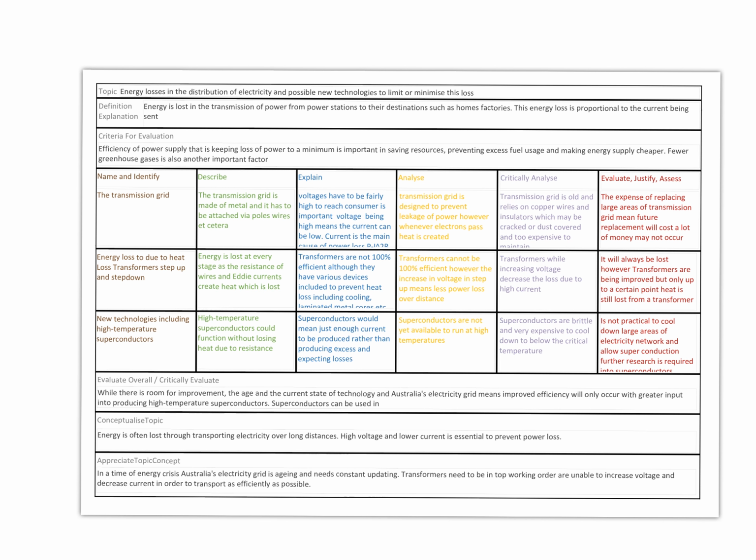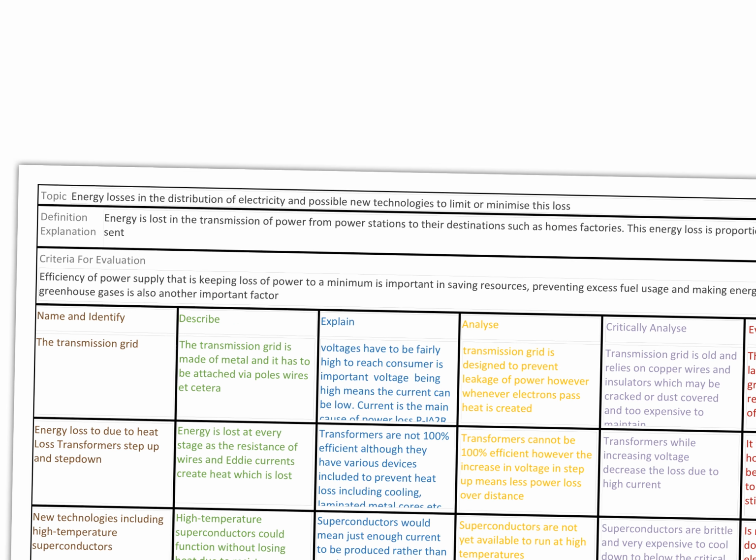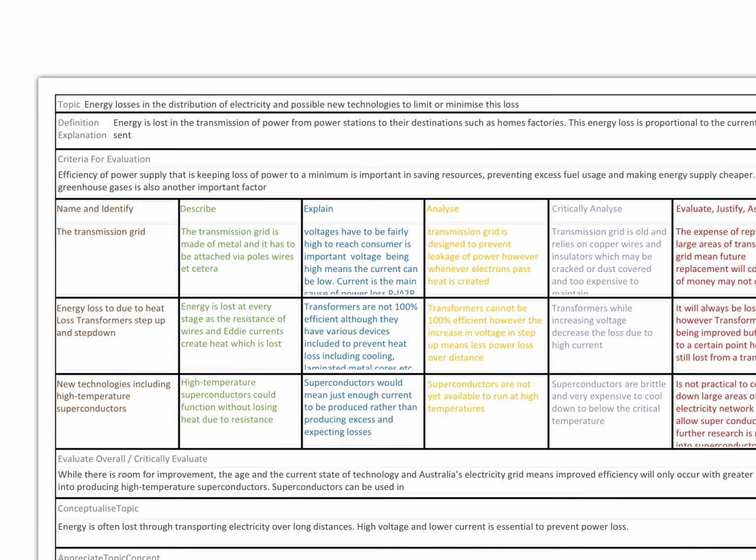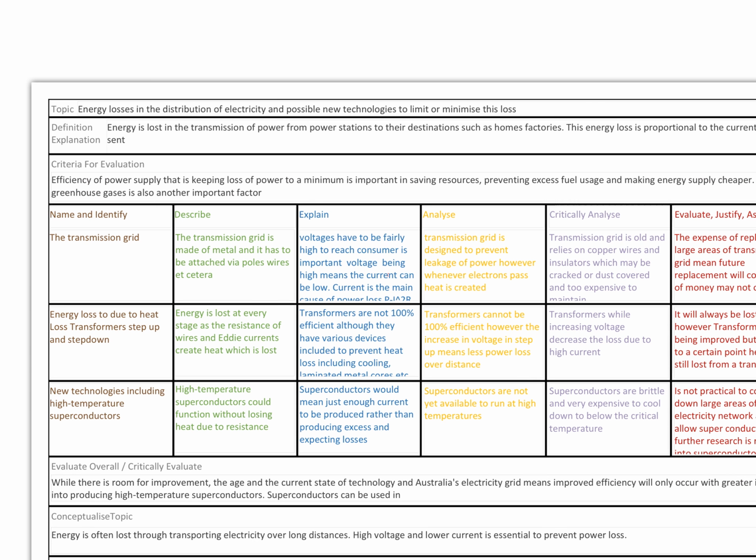Don't forget to make use of the alarm matrices, or matrixes. It's pretty easy, pretty quick to draw one up. This one we're looking at has energy losses in the distribution of electricity in the grid, and possible new technologies might limit or minimize the loss of power in the electricity grid. And our definition is just about energy loss.